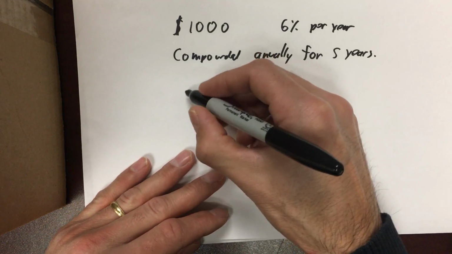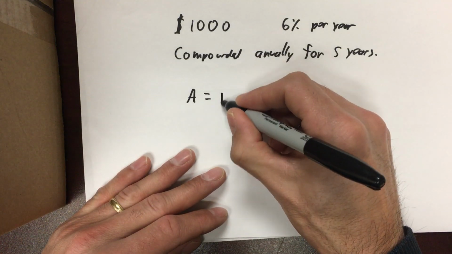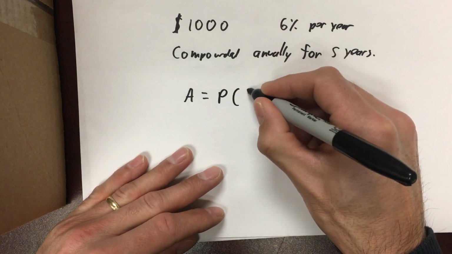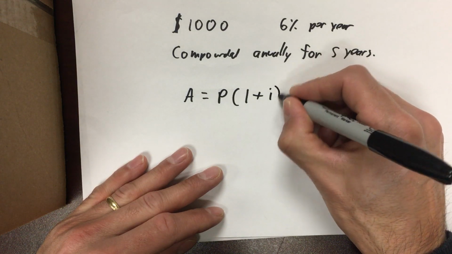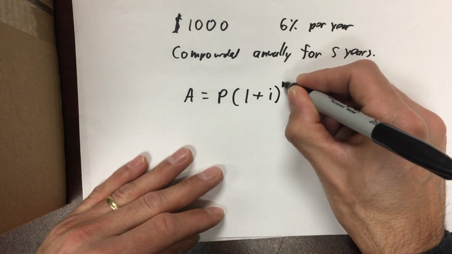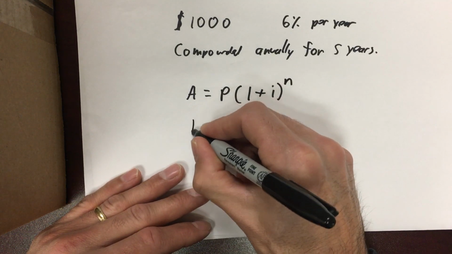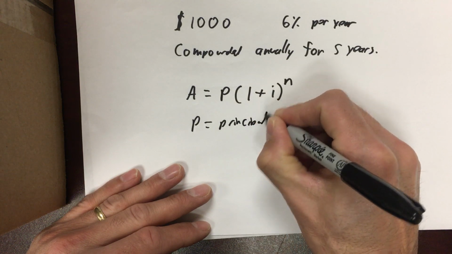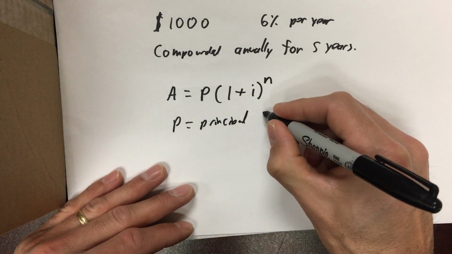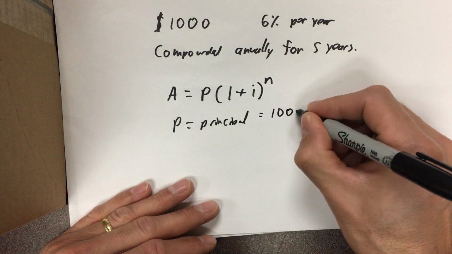The formula for doing this is that the amount that you end up with is equal to the principal amount times 1 plus the amount of interest per compounding period to the exponent of the number of compounding periods. So P is the principal. That is how much you've invested at the start, which in this case is the $1,000 you put in.